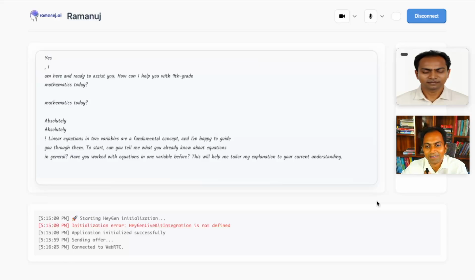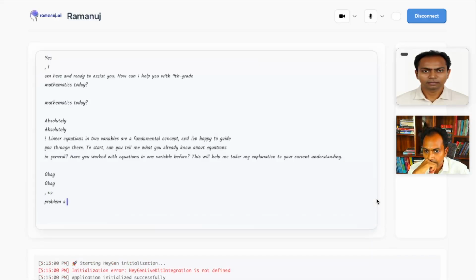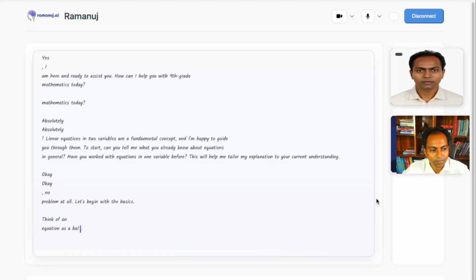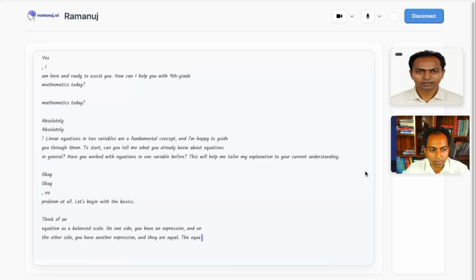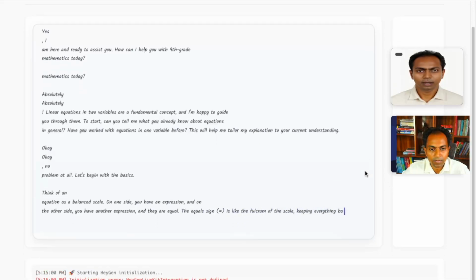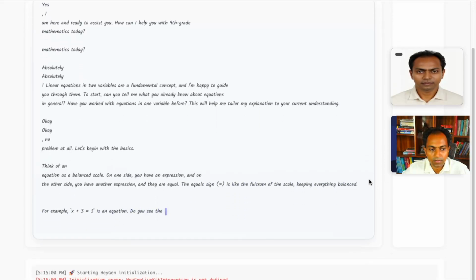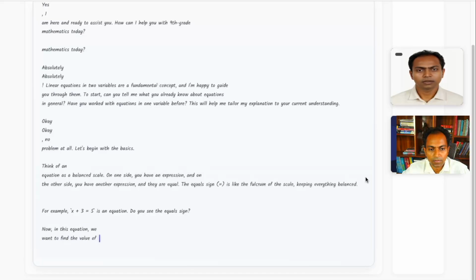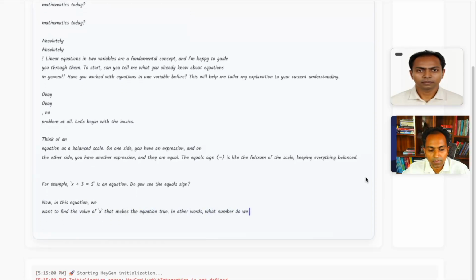No, I haven't. Okay, no problem at all. Let's begin with the basics. Think of an equation as a balanced scale. On one side, you have an expression, and on the other side, you have another expression, and they are equal. The equal sign is like the fulcrum of the scale, keeping everything balanced.